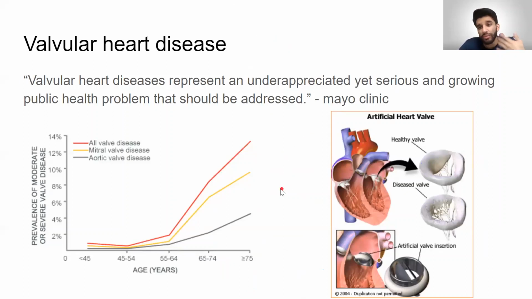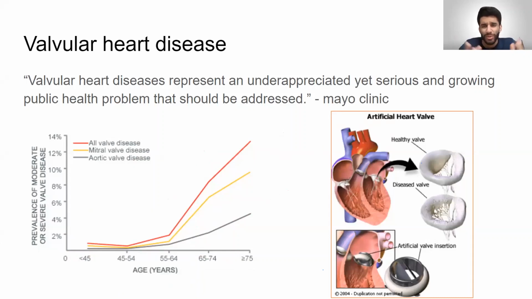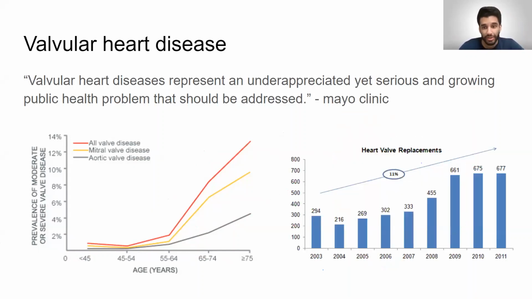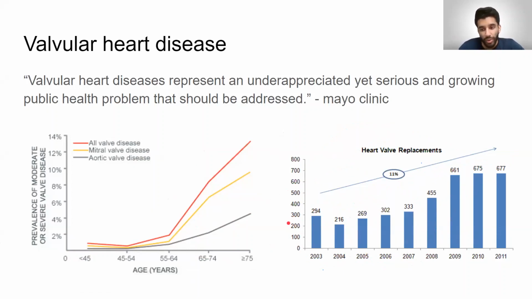The Mayo Clinic, a big research organization in the United States, shows that the prevalence of severe valvular disease increases with age drastically. Everyone can see this almost exponentially increases at some point. This is a very underappreciated area of science, because when you traditionally think heart attack, you're more likely to think of the previous obstruction than of an issue with the valves. But it's a growing public health concern: over the years, the number of heart valve replacements in the US alone has been growing rapidly.